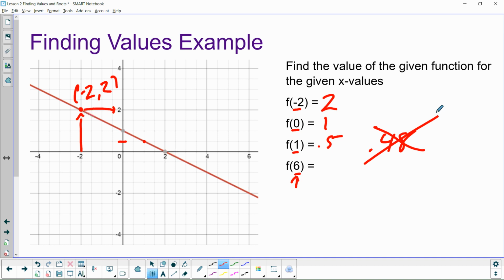All right. Last one, f of 6. We go horizontally to 6. Then we check the height of the graph at that spot. So we're looking right there. We are at 6, negative 2. So the output or the value of our graph at 6 is negative 2. Pretty straightforward, I hope.